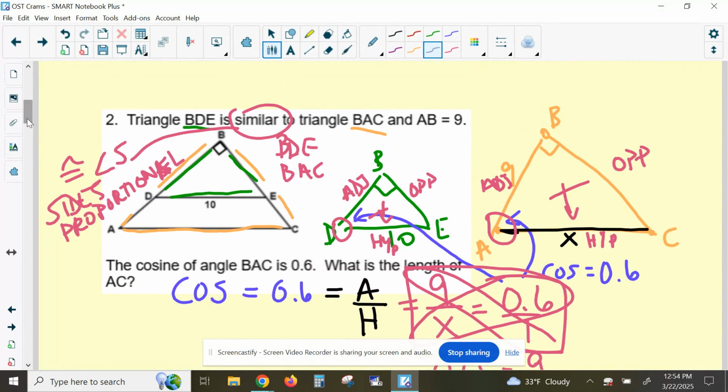X down here is equal to 15, and that was my AC. And I think that's all they're asking for. What is the length of AC? So the length of AC equals 15 units long.